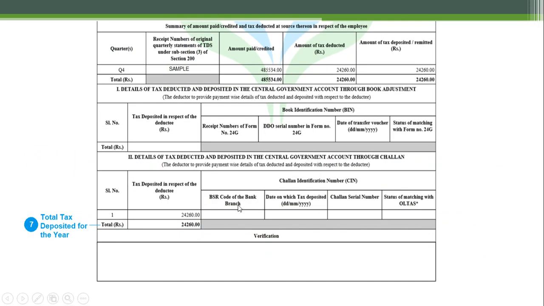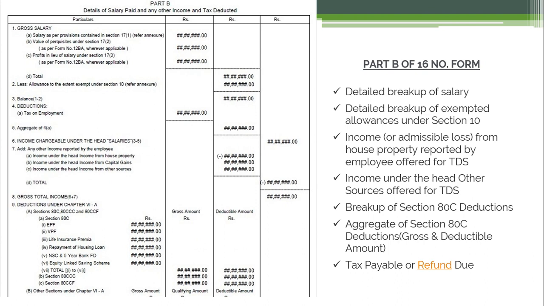Then the important factor is the total tax deposited for the year. Here you will see the amount deposited in respect of the deductee, which in this sample is written as 24,260. All these details will be available to you if you have received a Form 16 Part A.